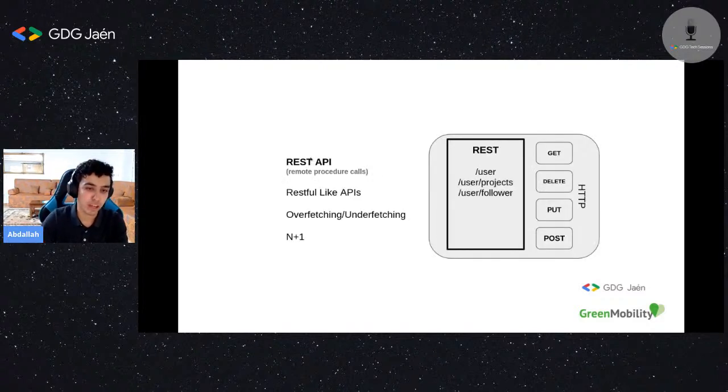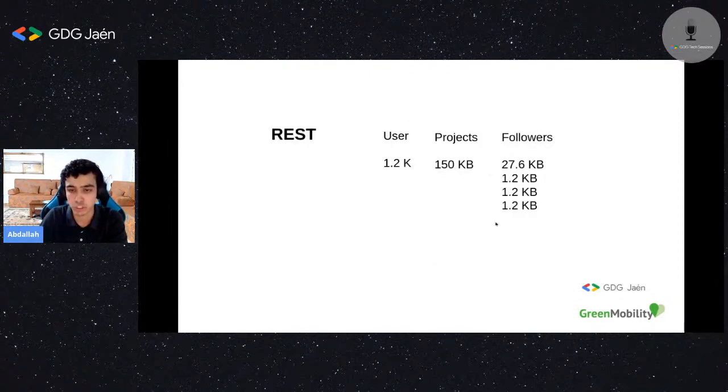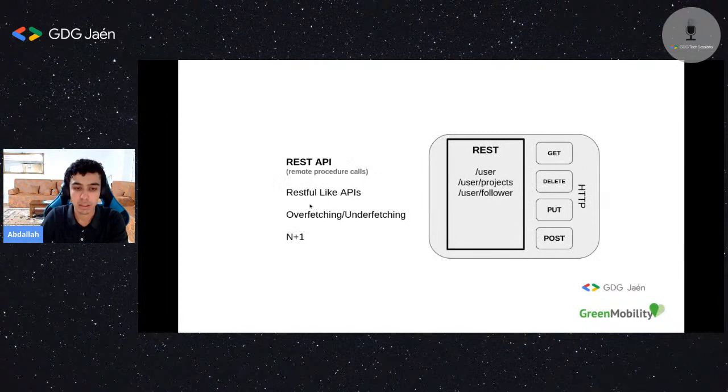So the problems of REST API are that, as we mentioned, we have overfetching of information and underfetching, because just fetching the user's information is not enough. So that's underfetching, because we also needed the projects and we also needed the followers. So we needed to go to these pages. But also, all the information that it gave us back was just too much data. And this is actually overfetching the information.